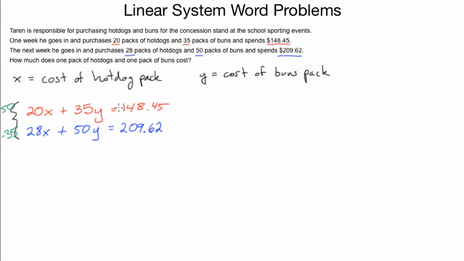All right, let's distribute. So 50 times 20 is going to give me 1000x. I'm going to rewrite my whole system.